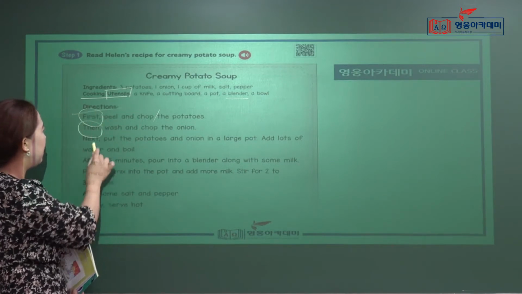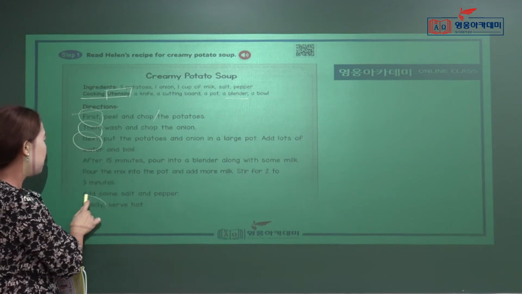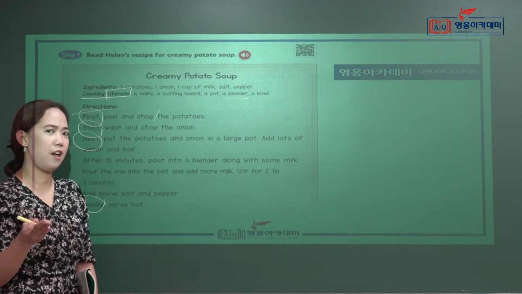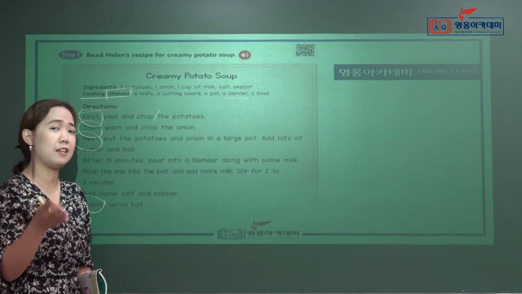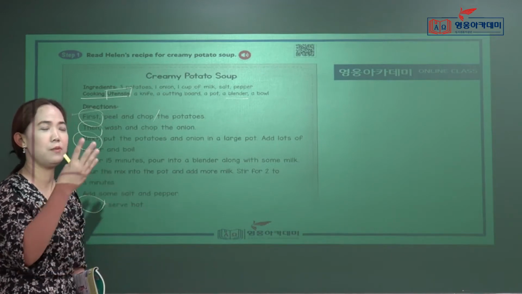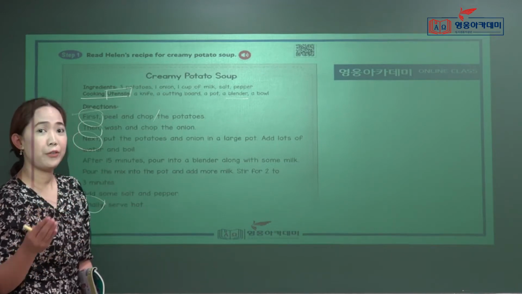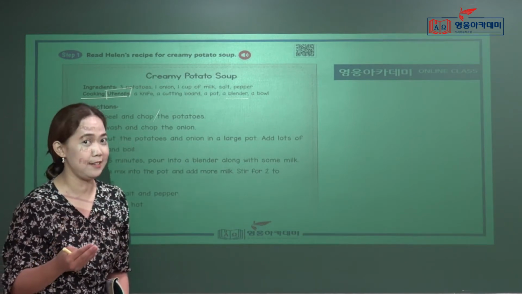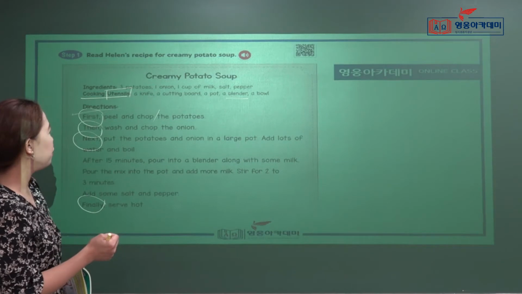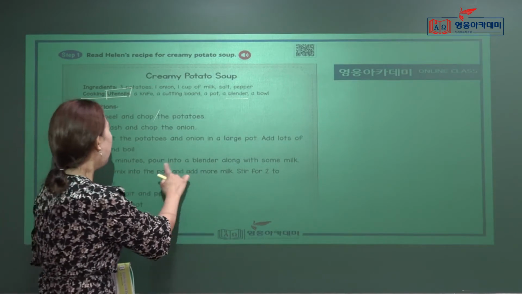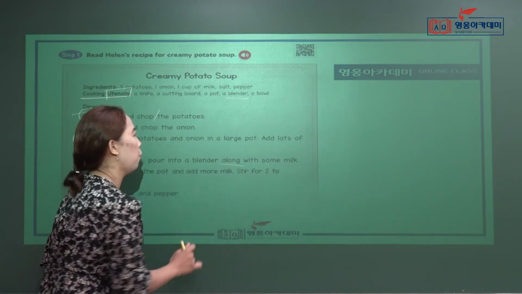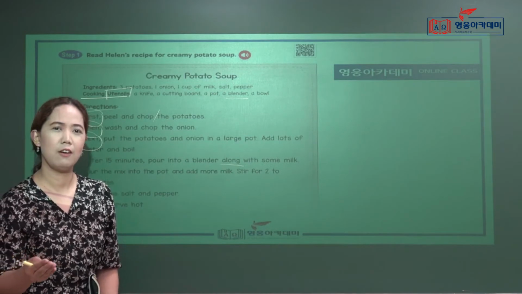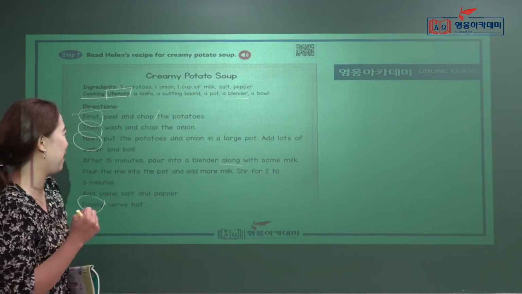And then, when you give instructions, you notice that the writer used the expressions first, then, next, and then finally. Why? It's to make your directions clear. You always have to use these expressions first, second, third, so that your sentences are well organized, okay? And then also, pour into a blender along with some milk. What is along? Together with, that's right.